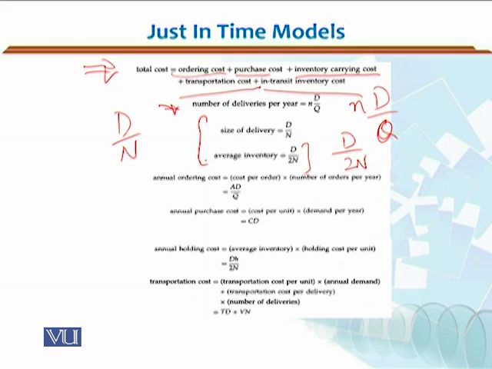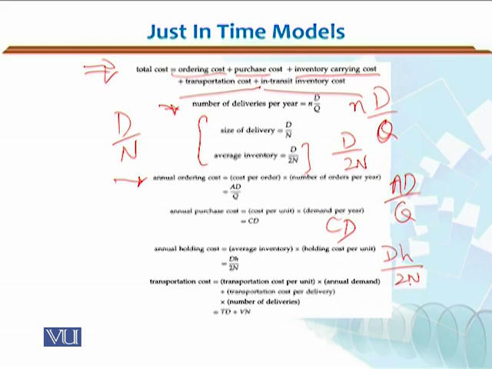Now, calculate the remaining costs. So average ordering cost would be equal to my cost per order multiplied by the number of orders per year. That is similar, AD over Q. What is my annual purchase cost? That is CD, no difference. But what is my annual holding cost here? That would be the average inventory, the generic formula, multiplied by the holding cost per unit. Here it would be D small h over 2N, because my average inventory is no more Q over 2. It is now D over 2N.